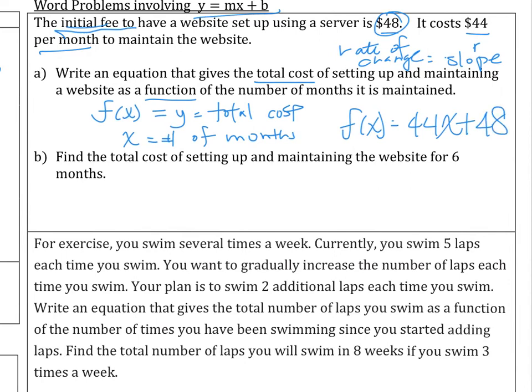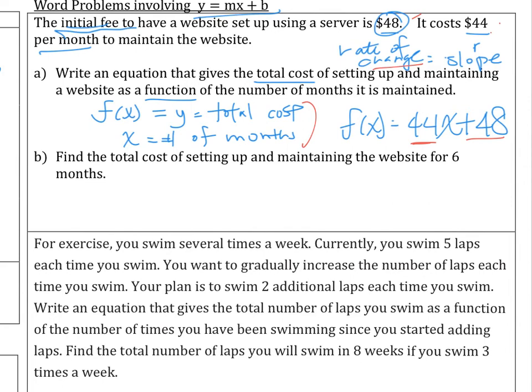So when you're setting up these equations, you need to first think about what are your variables? What is x? What is y? And what is the piece of information in my word problem that will represent the slope or the rate of change? And what is the other piece of information that will represent the y-intercept that doesn't change?